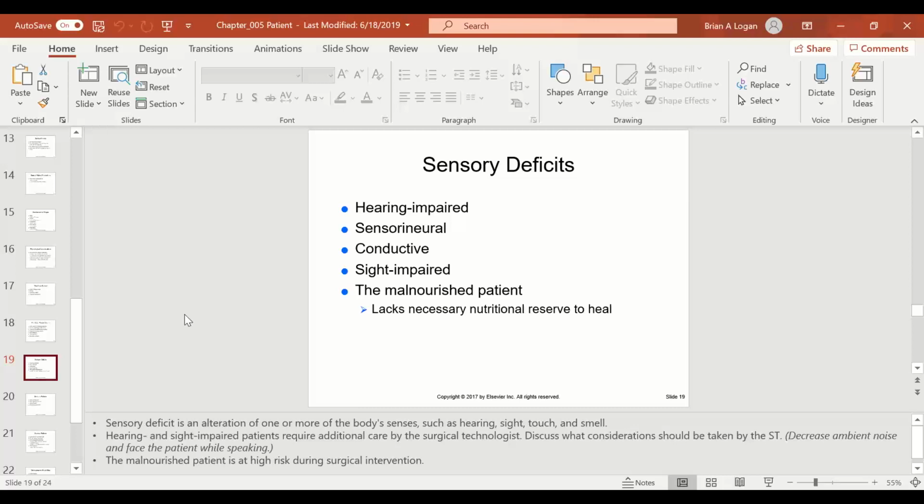Right? Also, we can have patients who have sensory deficits, right? They could be hearing impaired, or blind, or even sight impaired, right? Not necessarily fully blind, but partially, right? They could be malnourished, or have sensory neural problems, meaning you have a problem with touch, right? You're not feeling when you're touching something, things like that. Right? And then we'll talk about each one of these.